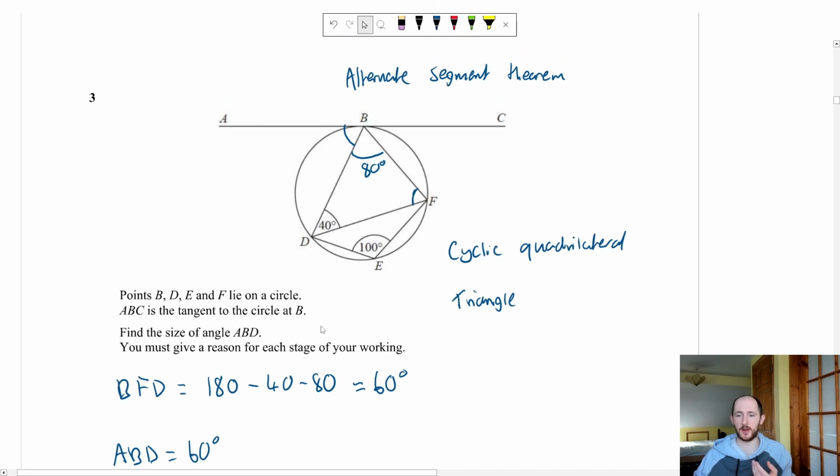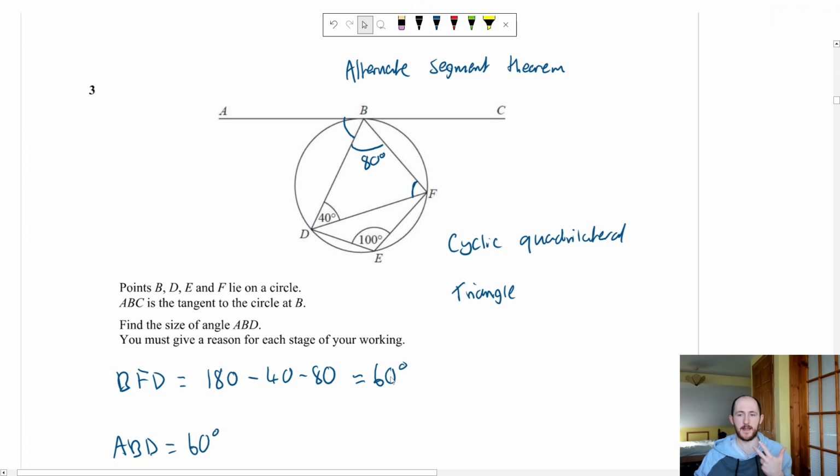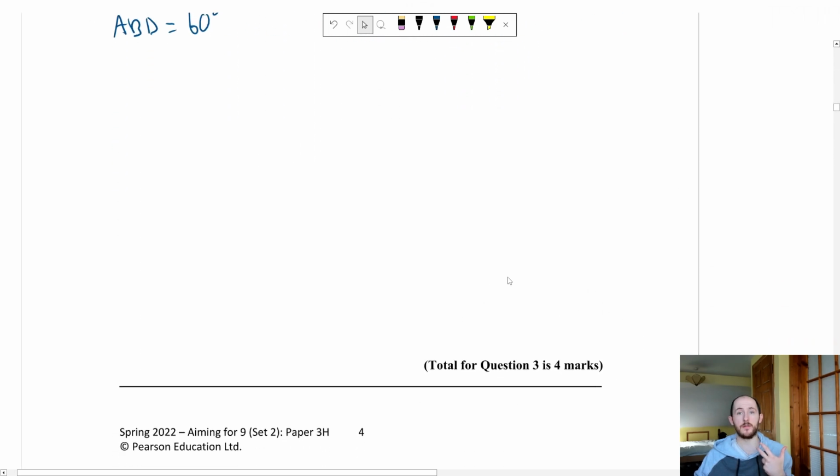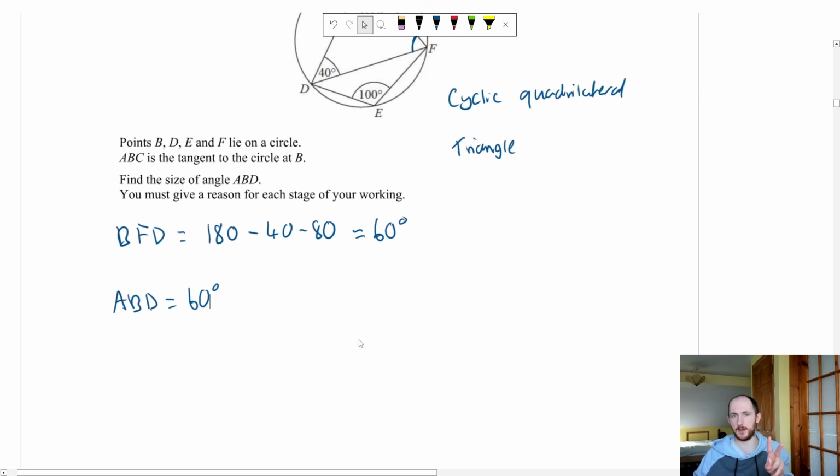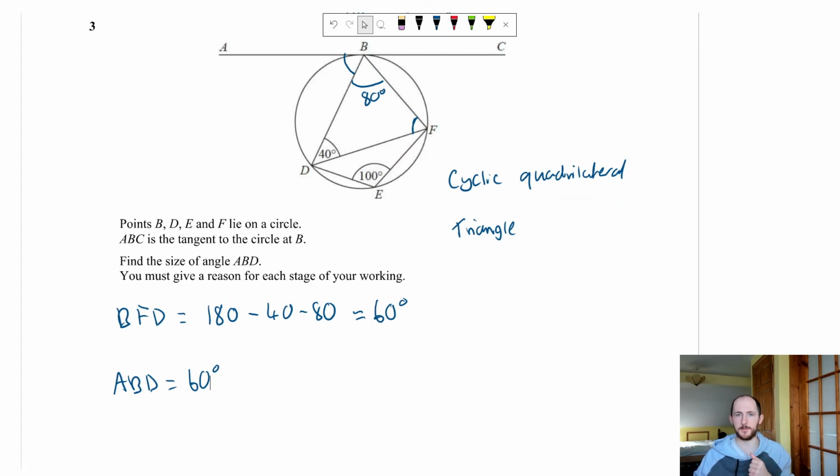So what kind of reasons would we write? Well, the first one I would write is that angle DBF equals 80 because opposite angles in a cyclic quadrilateral. And then I would just say angles in a triangle add up to 180, and then alternate segment theorem for our reasons. And that will be more than enough to get us the full 4 marks. They're only looking for 2 correct reasons. Okay, so as long as you have 2 of them, you're completely fine.